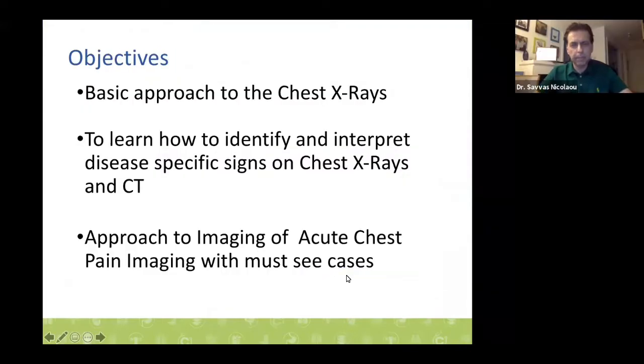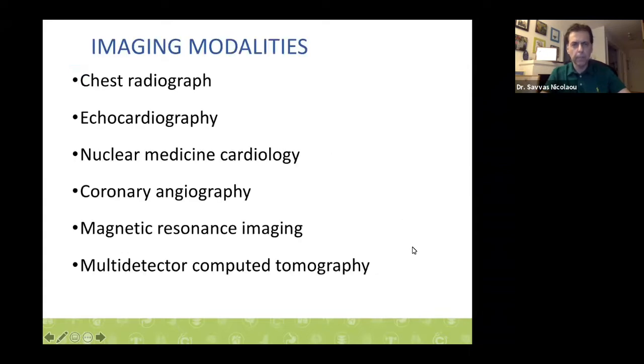So today's objectives: basic approach to chest radiograph. I'll describe my approach, how I interpret a chest radiograph, the most commonly performed exam in the world from an imaging perspective. We'll learn how to identify and interpret specific signs on chest radiographs and computerized tomographic examinations, an approach to imaging of acute chest pain with must-see cases that we must be able to see and interpret, critical findings that we cannot miss in the acute setting.